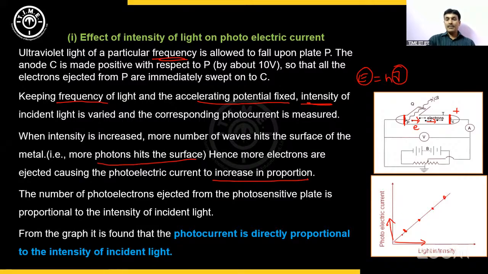Remember, intensity is not going to increase the energy of individual photons, but intensity increases the number of photons that are falling on the metal surface. So the more the number of photons, the more the possibility of ejecting more electrons. So we'll get more current. Clear?